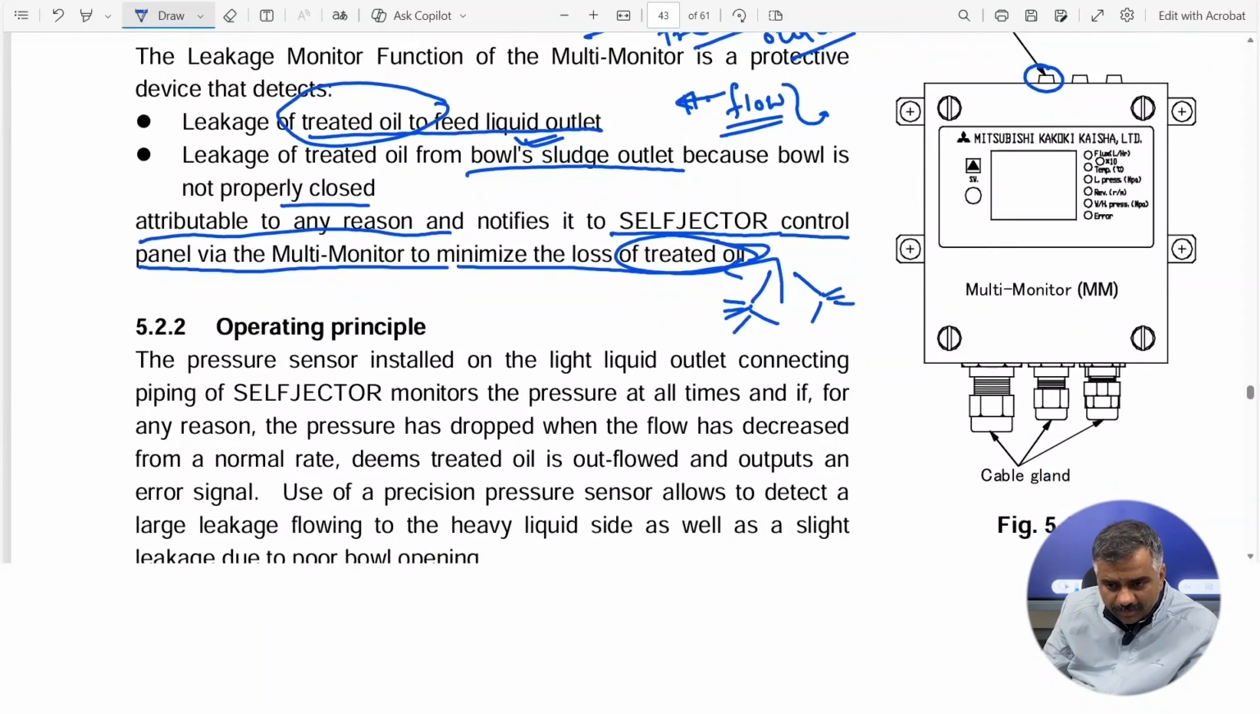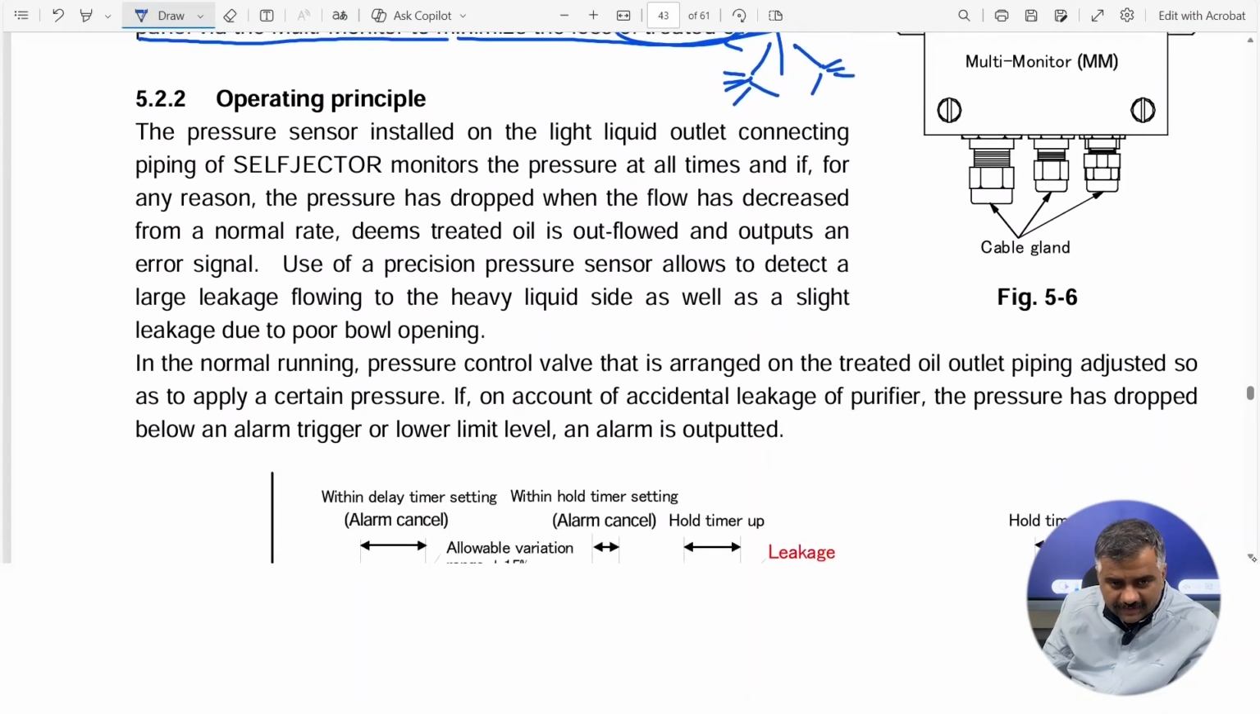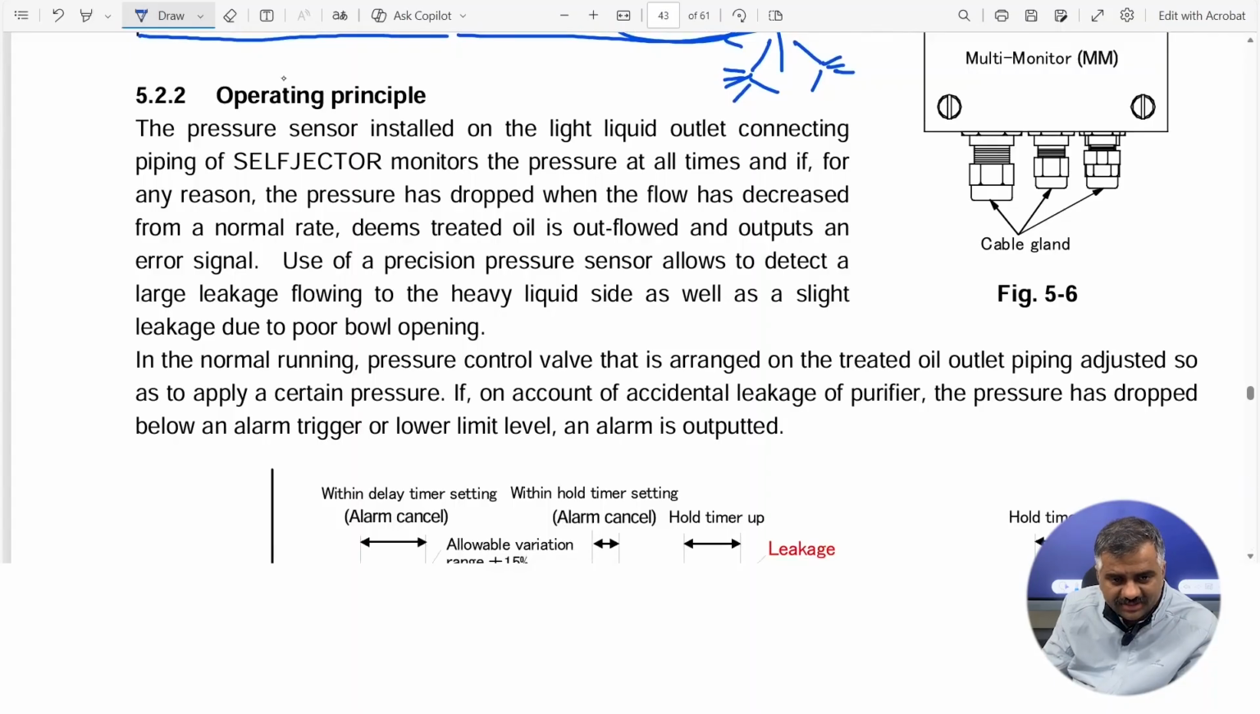So now how this is operating, let us see. The pressure sensor is installed, as we have seen, in the light liquid outlet, in the treated oil outlet line, and monitors the pressure at all times through the back pressure valve. For any reason, if the pressure has dropped and flow has decreased from the normal rate, it means that the treated oil is not flowing from the required line, and this senses and gives an error signal. So the error LED will glow and it will give a leakage alarm.